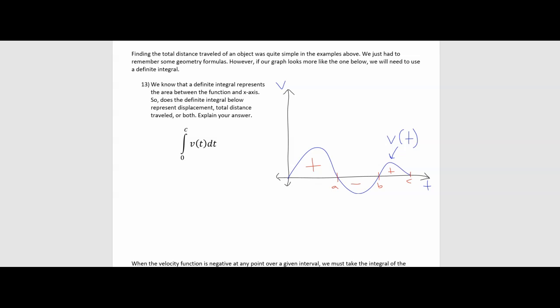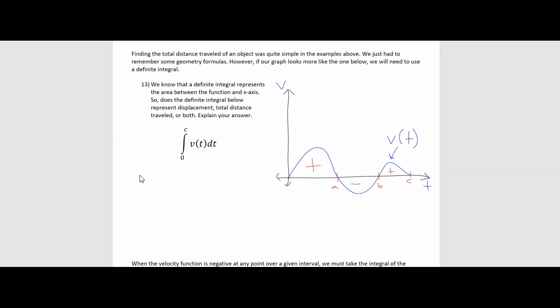And actually, I just talked about what was on this page up above. I just used example 8 for that. Here, again, we're just talking about the differences between total distance, net distance, and displacement. So you can think about number 13. What does this integral represent? Does it represent total distance, displacement, or net distance?